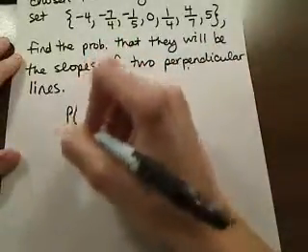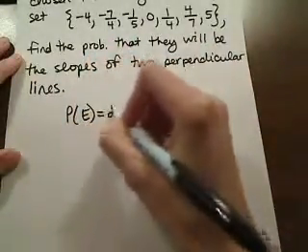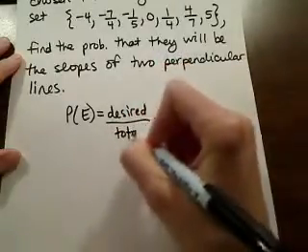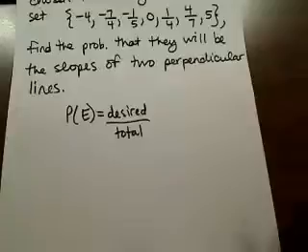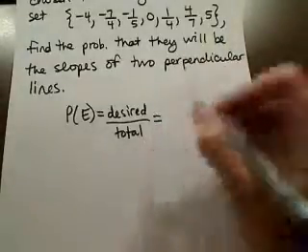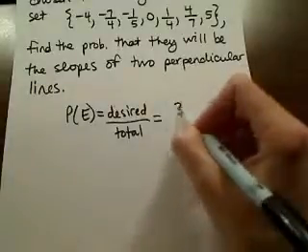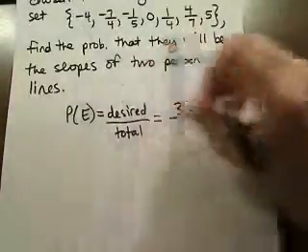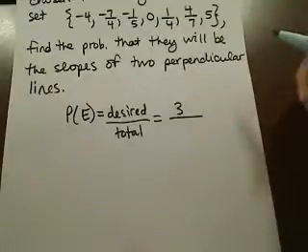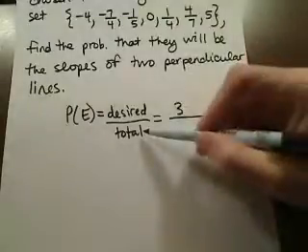And remember, when we're doing a probability, we're always looking at the desired outcome over the total number of ways, total possible ways to get an outcome. Okay. So our desired outcome here, there's actually just three ways. We have three different pairs that give us slopes of perpendicular lines. And then we need to calculate the total.